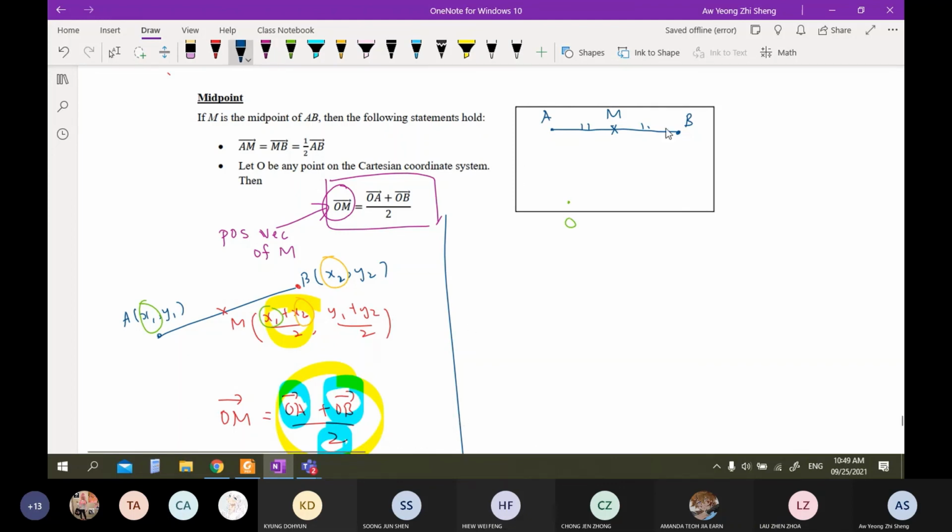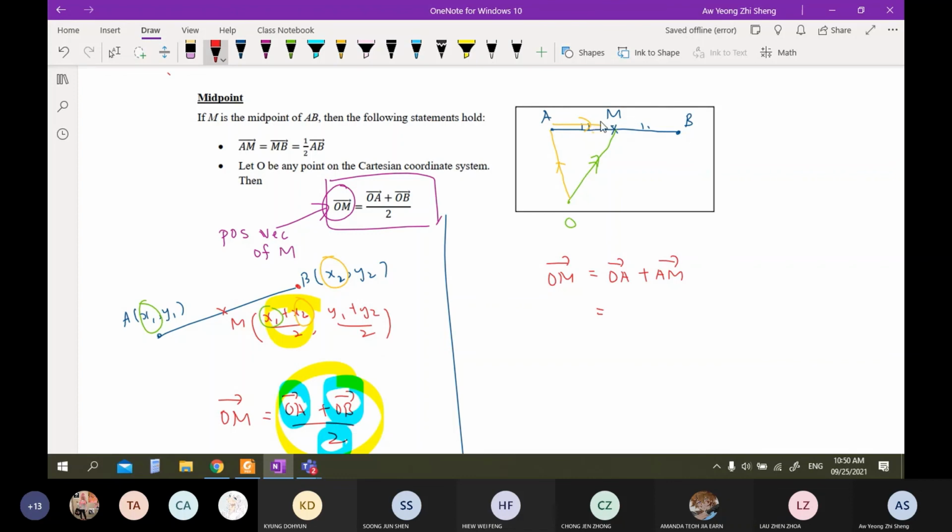Now if you look at this diagram, my intention is to get a formula for OM. I'm trying to show you how this formula can be obtained by algebraic manipulation. The intention is to get from O to M. Of course, I can take a longer path. I can take OA, followed by AM. So the first thing I can write is OM is equal to OA plus AM. Now I want a formula in terms of OA and OB.